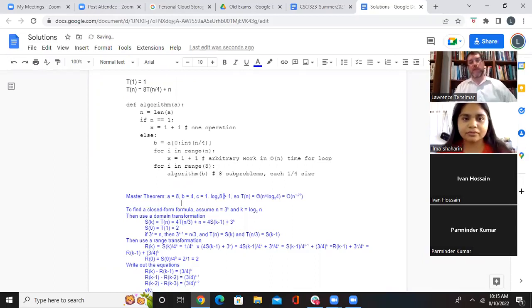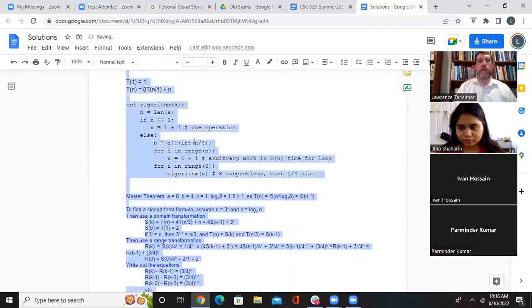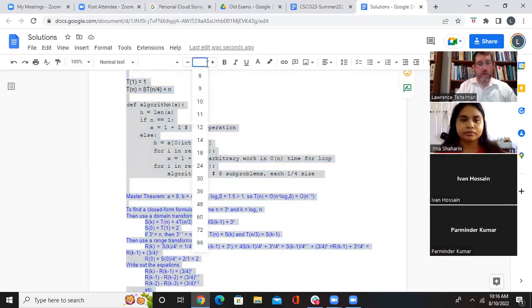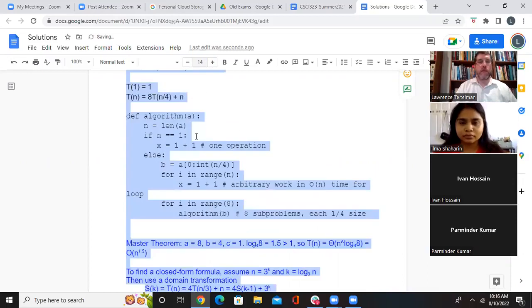Okay, what's log base 4 of 8? It's 1.5. And that's greater than 1. So therefore, it's going to be dominated by that. Okay, maybe I can make this a little bigger. So let's make this whole thing bigger.